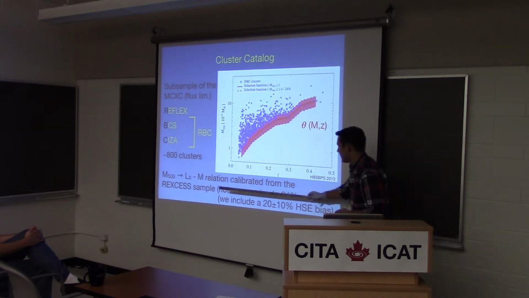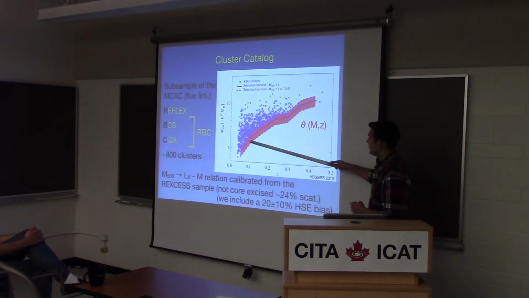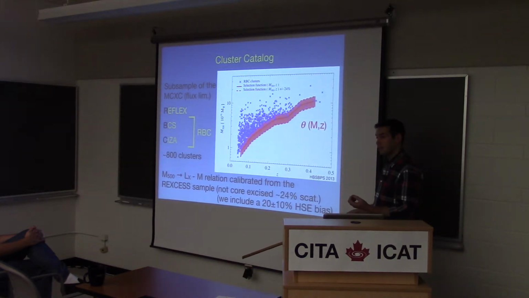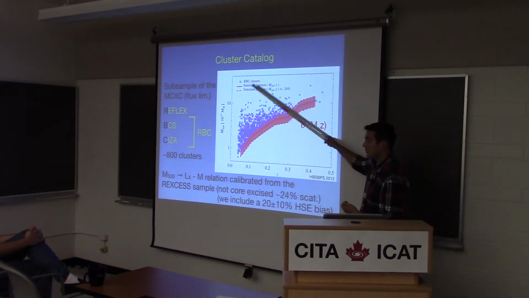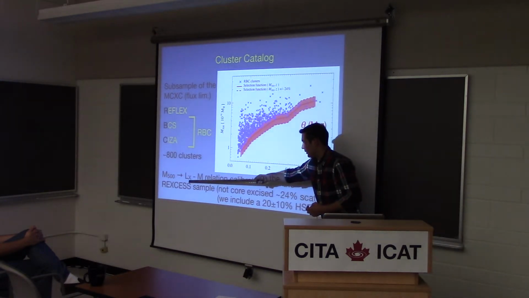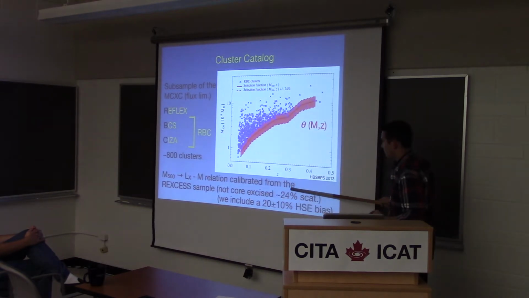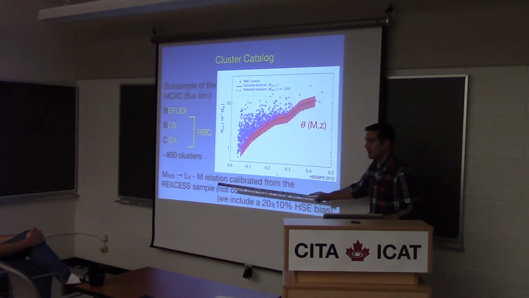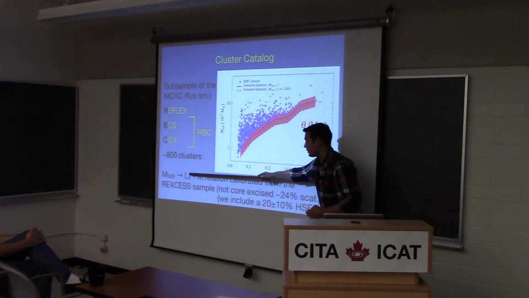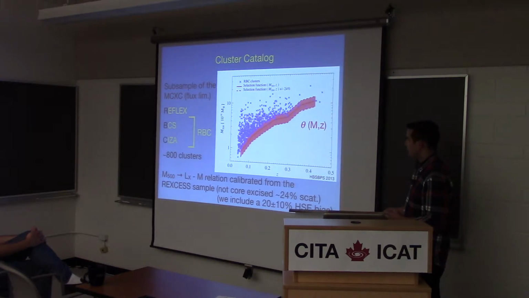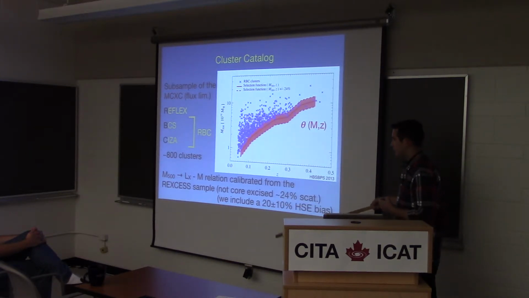Something you should know about the MCXC: all the masses in it are calibrated from an LX-M relation, which has lots of scatter, especially if you don't core-excise your X-ray observations, which you can't because these are all ROSAT, or most of them are from ROSAT. So this mass proxy relation has about a 20% scatter. And because it assumes hydrostatic equilibrium when doing this conversion, there's also a hydrostatic mass bias, which we included. She said it was 20% plus or minus 10%, and then we marginalize over that error.